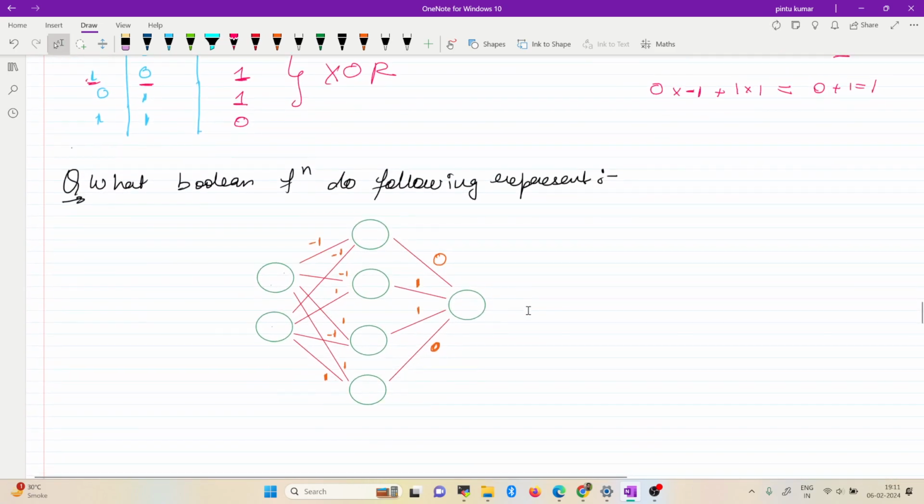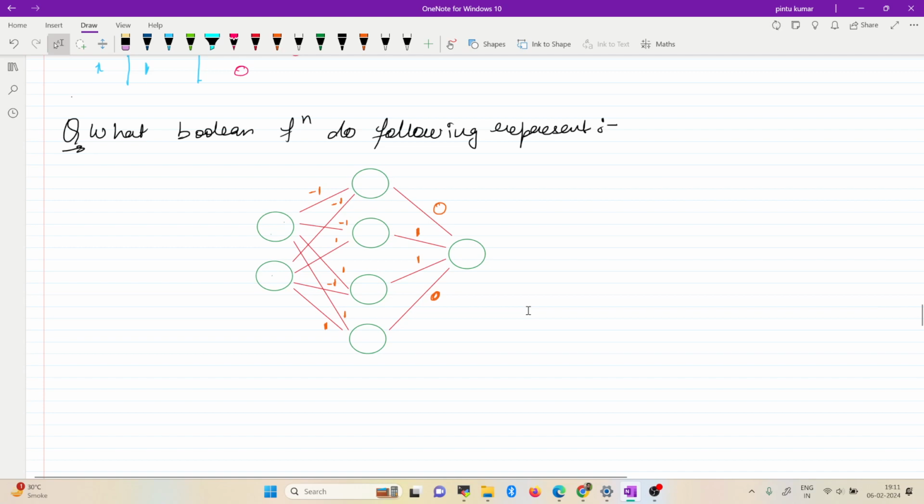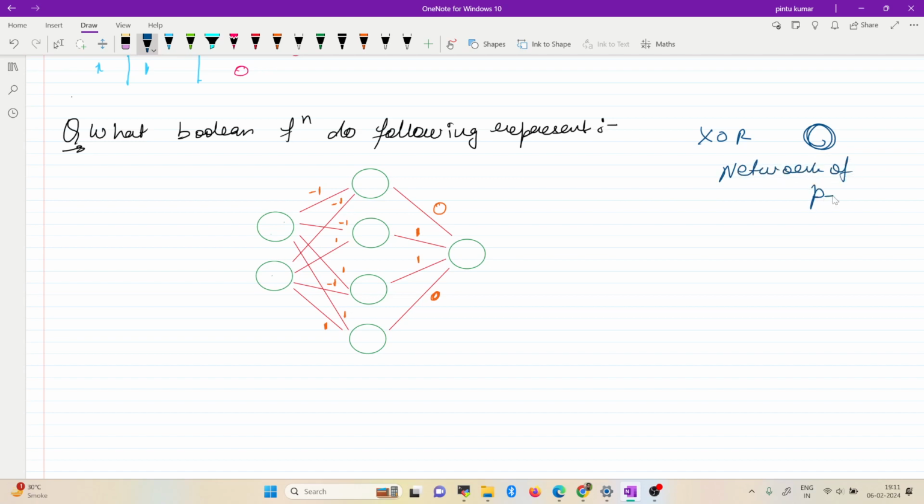Okay, we can do this question. Actually, we won't do this question, but I'll just motivate why I wrote this. One thing is that in last class we were not able to bifurcate XOR using a single perceptron, but we did it using a network of perceptrons. So the question is, we were able to do it for XOR, but would we be able to do it for all possible Boolean functions or not?